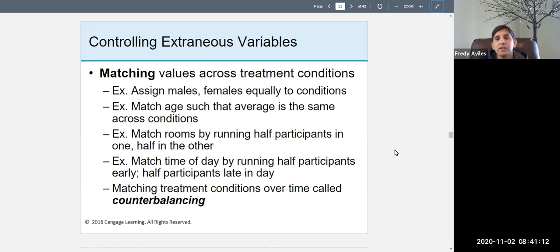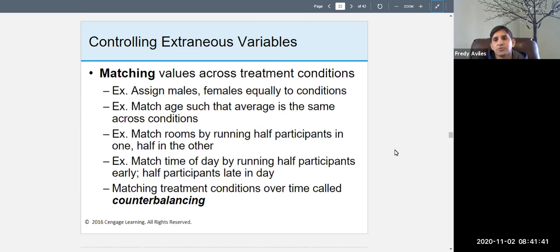And if there's the same number in each group, then you can't really say that sex is actually causing the effect that you see. If you have more females in one group than another, then it could be the fact that you have more females in one group that's causing the difference in memory scores. But if you have the same number of females and males in each group, then they're matched, and that can't be what's causing the scores.